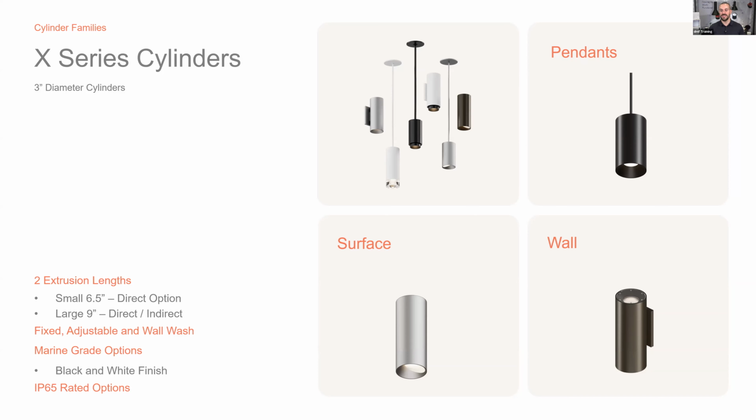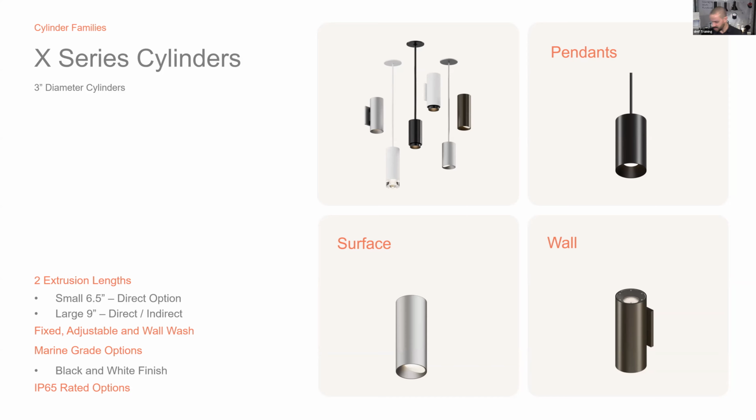Moving on to our X series cylinder, again, relatively similar in the number of options that we offer here from the M series. So same pendant, surface and wall mount options. We have in this family 2 different extrusion lengths. So we have a 6.5 inch extrusion, so the smaller size. This will accommodate a downlight module or the downlight or direct light only. And then we do have a 9-inch extrusion length, which gives you that direct and indirect option. So really great options for those.